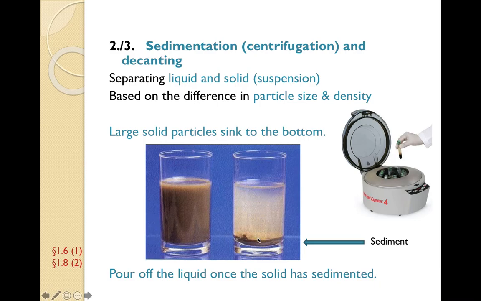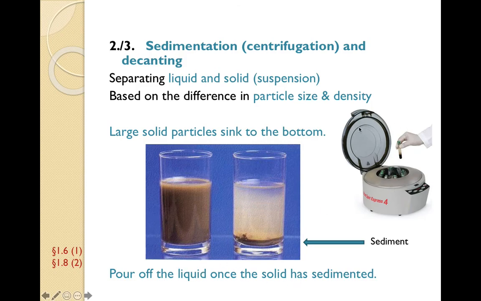And you still see here that it's not clear, so you would have to filter afterwards. But the first part you can then decant, which basically means to pour off. You would pour off the water, leaving the solid behind. And if you want the solid, then we will use another technique, coming back to that later.